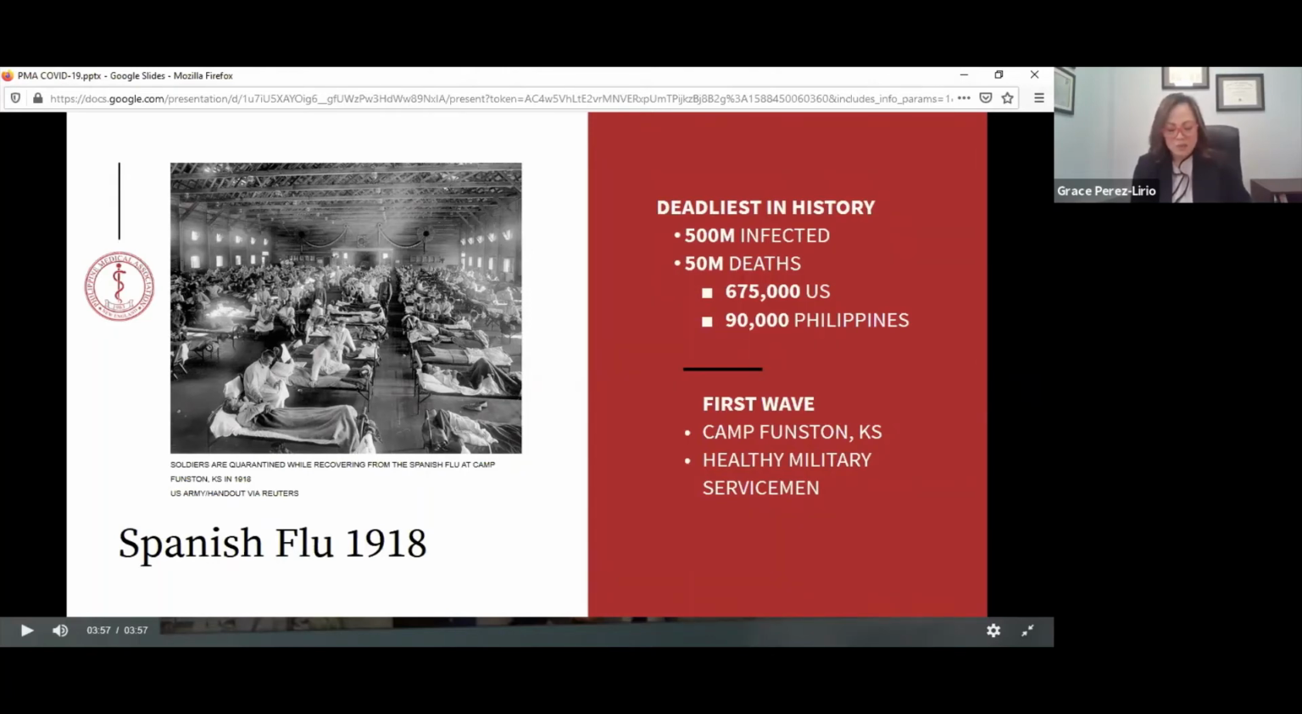The Spanish flu pandemic was considered the deadliest in history, infecting 500 million people, causing 50 million deaths. Of those, 675,000 were in the US and 90,000 in the Philippines. So when you think about it, in the US during that time, the population was about 103 million, and in the Philippines, the population was about 10 million. To put this into perspective, there were about 16 million deaths during World War I, which was from 1914 to 1918. So I just wanted to add this.